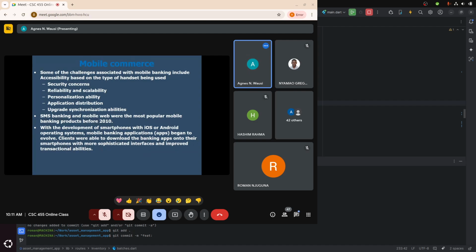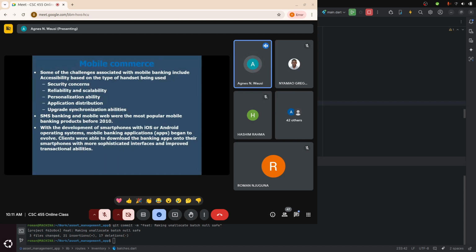Sometimes, depending on the mobile handset that you're using, you could have issues to do with security. Increasingly, most organizations are now employing two-step authentication, where you can authenticate yourself, but there's still a code that is sent to your handset, and you can type it in, or it will be able to recognize. So even as a challenge, there are always ongoing improvements to curb some of these challenges.